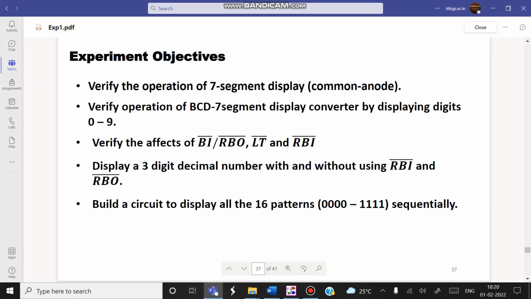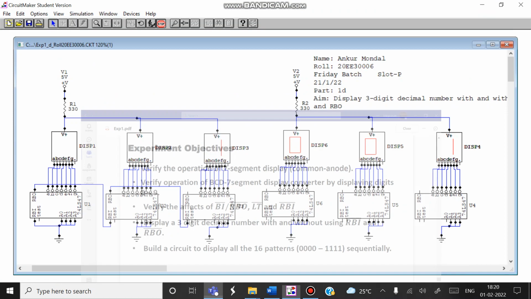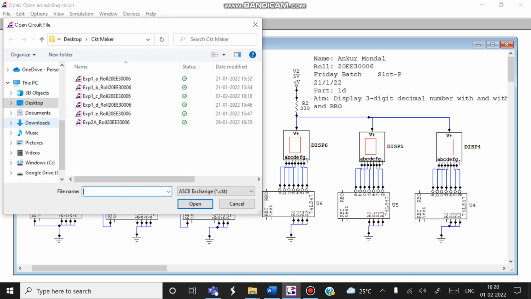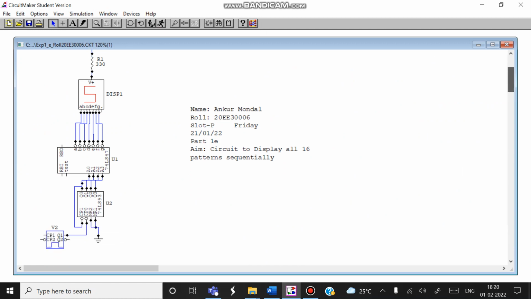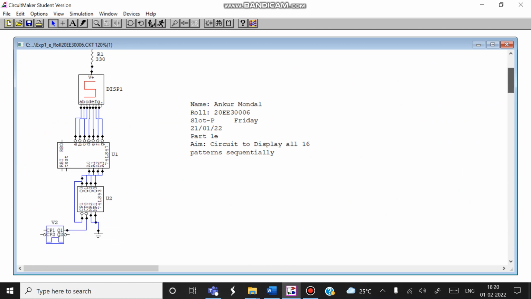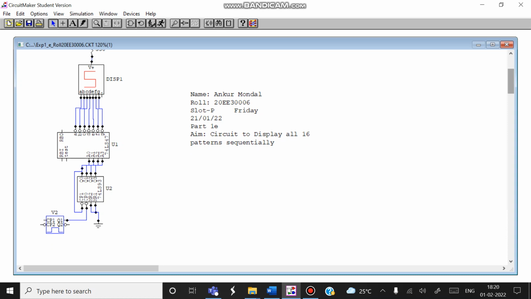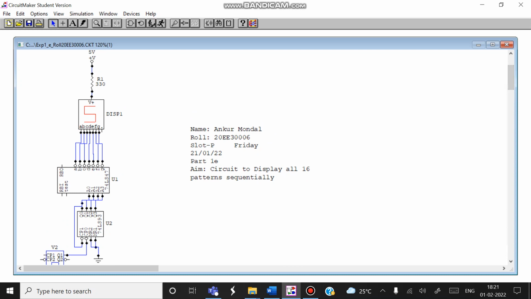The fifth part was to build a circuit to display all 16 patterns for BCD input 0000 to 1111 sequentially. So this is the circuit that I made. As you can see, we have used two extra components here, a pulser and a mod 16 counter that consists of two up counters, a mod 2 and a mod 8 up counter. So let me run the circuit.